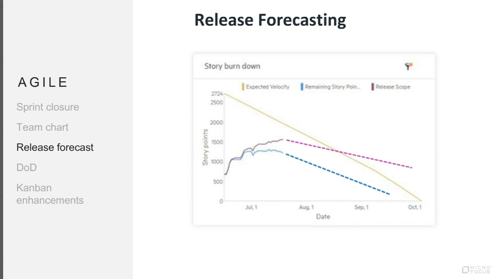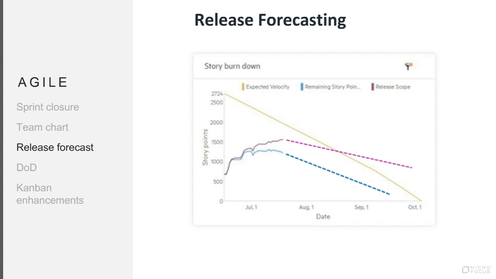Release forecasting shows you how well you are doing and what is the expected date for the release with the current scope. So basically, we track the average velocity of the teams and how much they accomplished in story points per day, and we provide an estimate on when we think the content will be delivered.